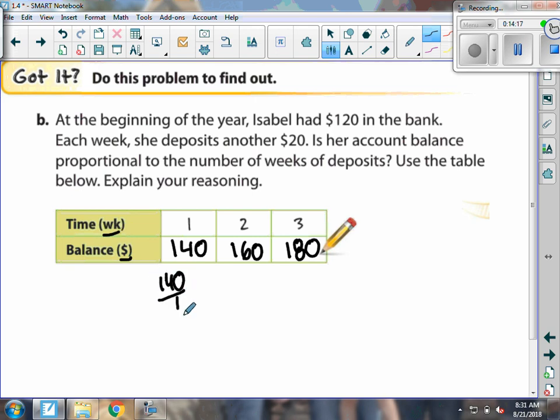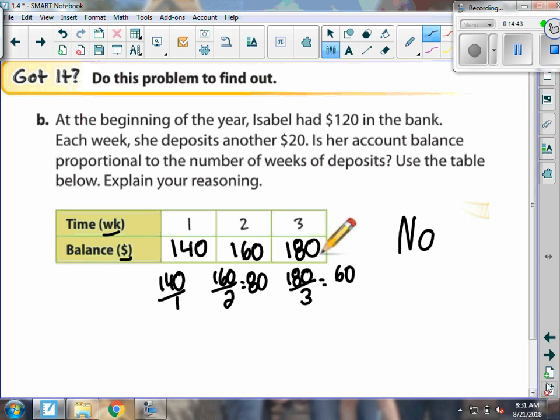So 140 over 1 is equal to 140. 160 over 2. What's 160 divided by 2? That's 80. And 180 over 3 simplifies to 60. So are these proportional? Do they equal the same thing? No, they don't.